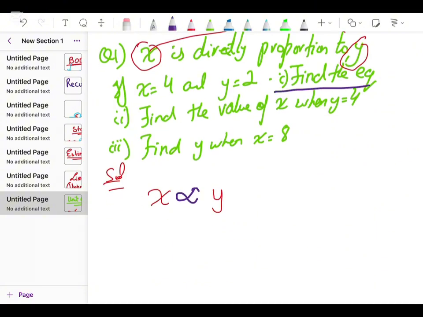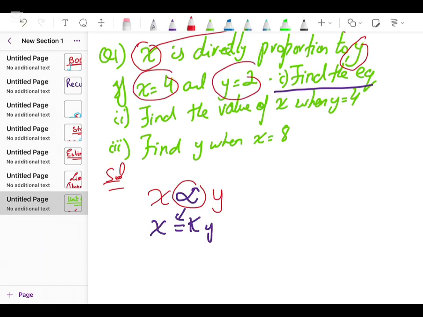Now, the first part says find the equation. So when we remove this proportionality sign, it changes into equal to, and it gives us a constant k always. Remember that when we remove the proportionality sign, we get equal to and k. So now you can see the equation x equals ky. k is basically a constant, so we need to find the value of k, and they have given the values of x and y in the question. So this will be equation number 1.